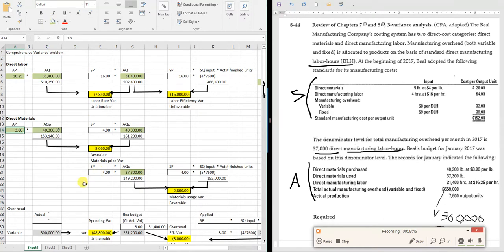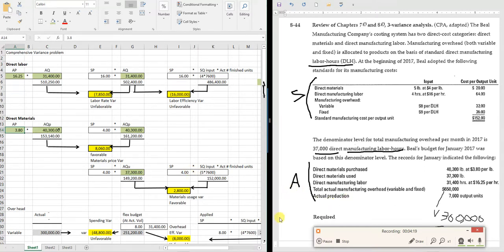I just want to stop and encourage you, for each of these, to make sure you understand your units. For labor, my quantity has to be in hours, and my price has to be per hour. So price per hour, hours, price per hour, hours. This is the important one. You need to get that in hours. For materials, I need the quantity in pounds, and the price is per pound.